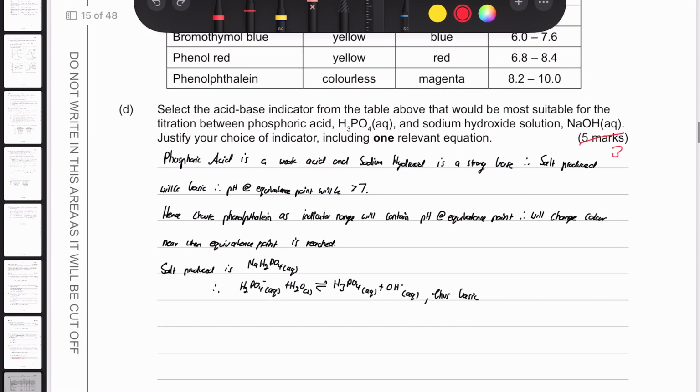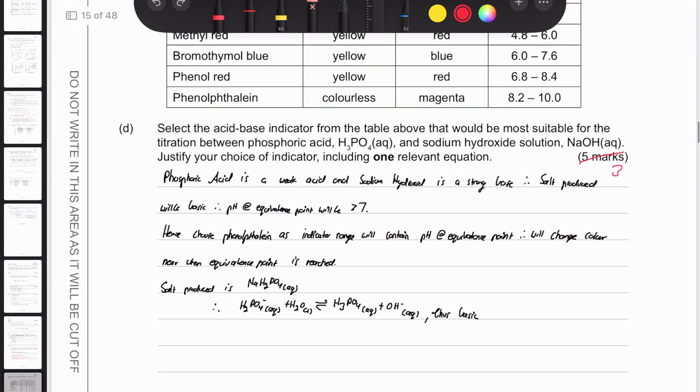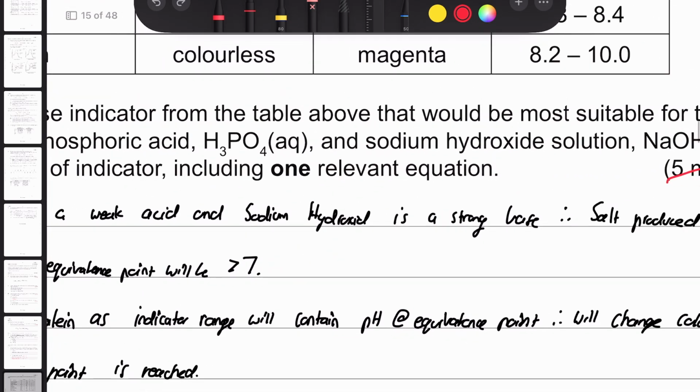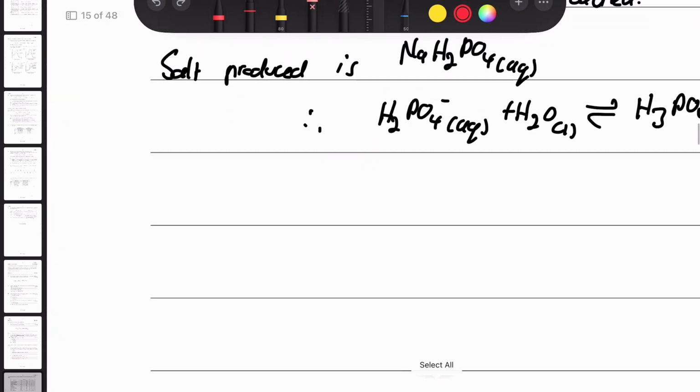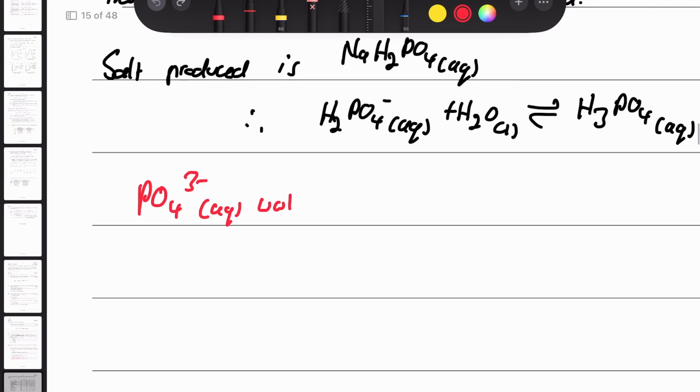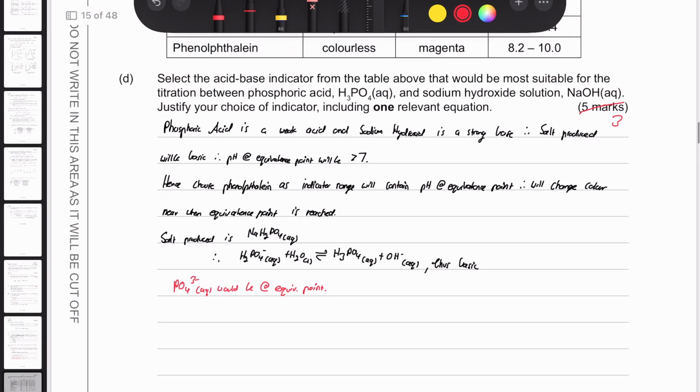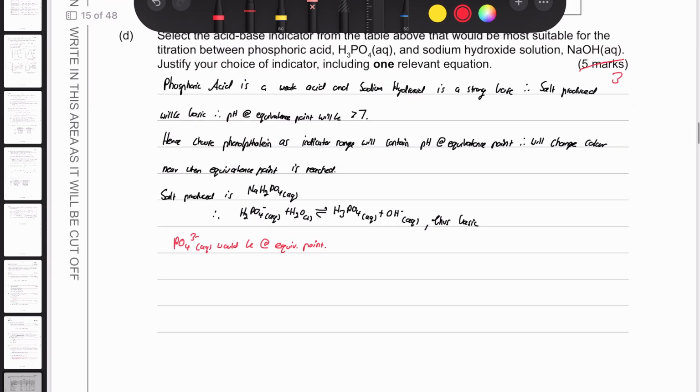Then for here, I lost 2 marks because I needed to talk about PO4. I need to say PO4 3 minus aqueous would be at equivalence point. That's because it needs to fully neutralize.